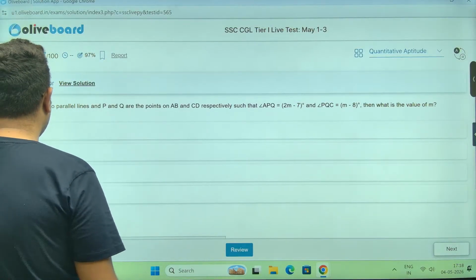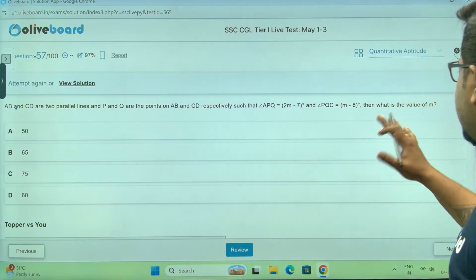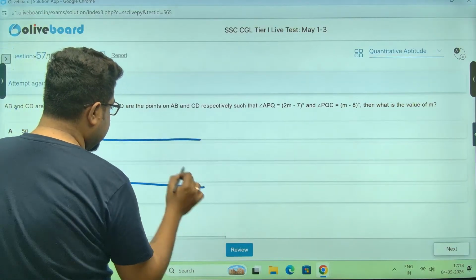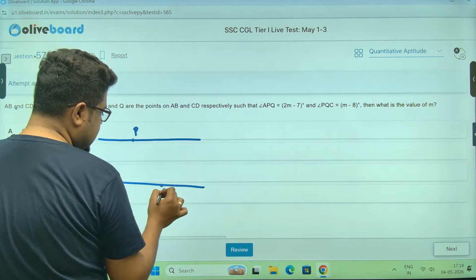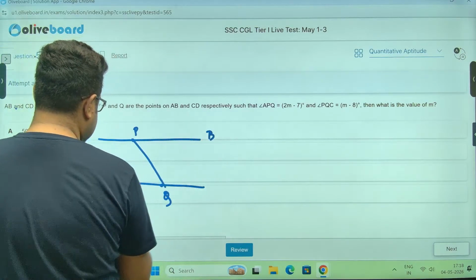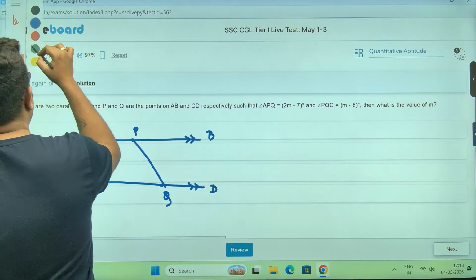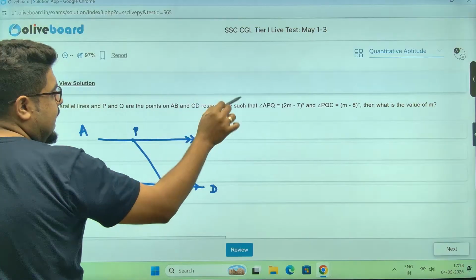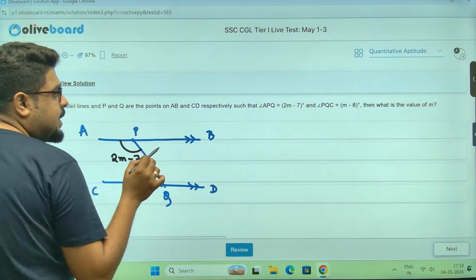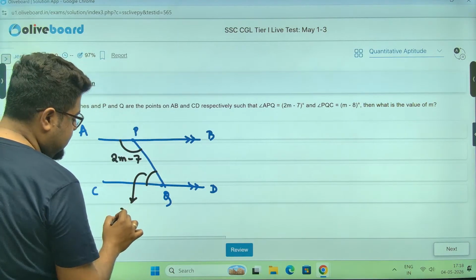Next question. AB and CD are two parallel lines. P and Q are points: P is, let's say, here, and Q is here, joined. AB and CD are parallel lines. What is given to you? Angle APQ is 2m minus 7, and angle PQC is m minus 8.